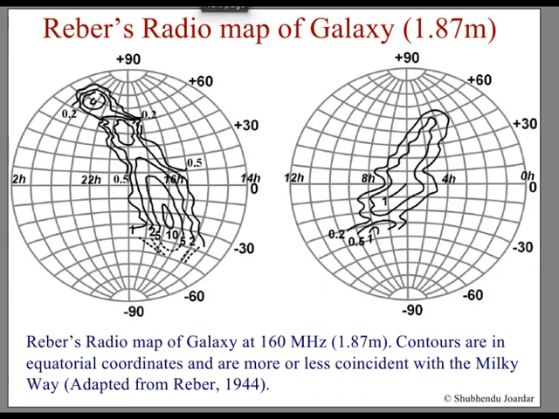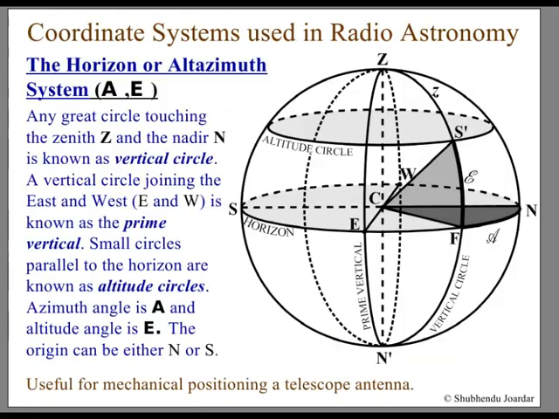intensity. So I'll just read it. Reverse radio map of galaxy at 160 megahertz. Contours are in equatorial coordinates and are more or less coincident with the Milky Way, adapted from Reber. In 1944 he published it.